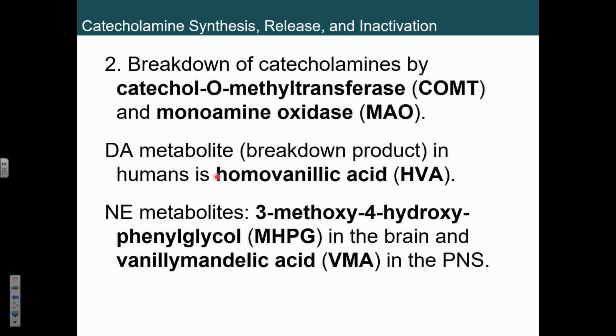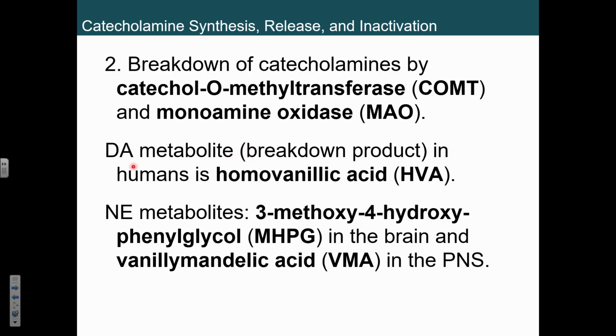All right. So we talked about reuptake. What do we want to talk about now? We want to talk about breakdown of catecholamines. There are two major guys that we want to think about here: COMT and MAO. You probably have heard of MAOIs, monoamine oxidase inhibitors. I think we may have talked about those briefly in class. Those are important. MAO and COMT both break down catecholamines.